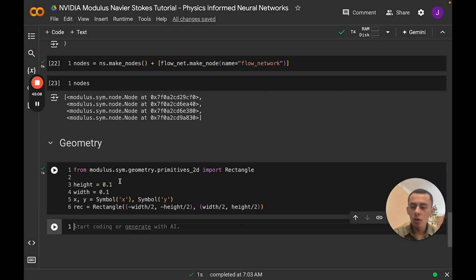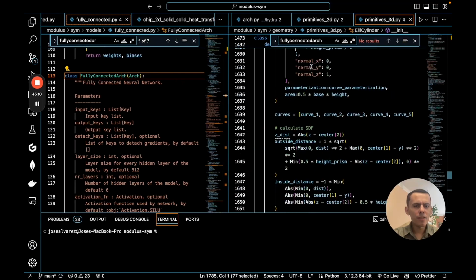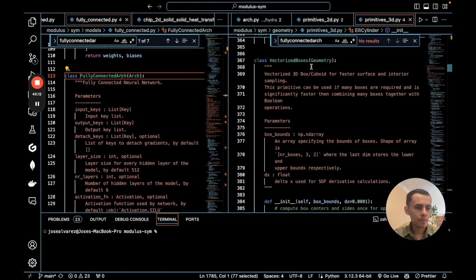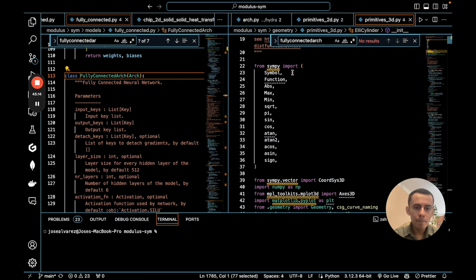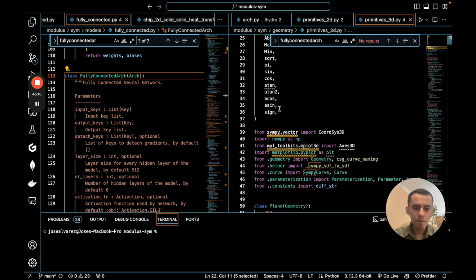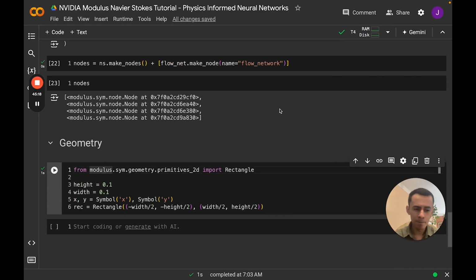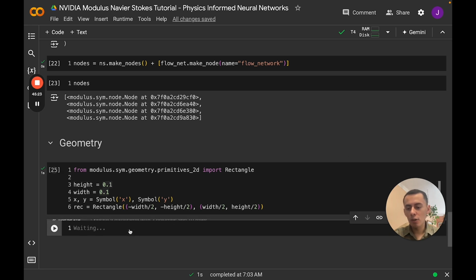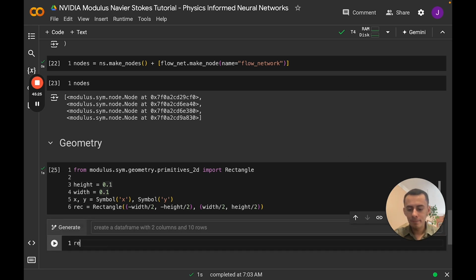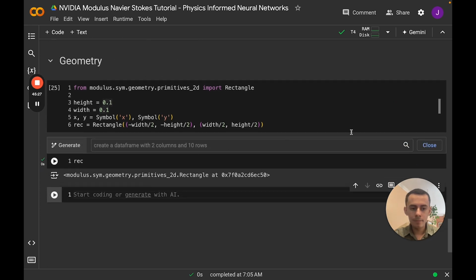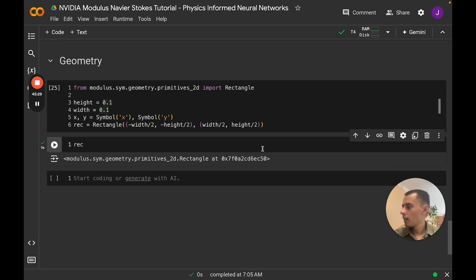Anyway, it all comes from SymPy, I think. Yeah, it comes from SymPy. Interesting. Look at that. Very powerful libraries. So we get the geometry here. Okay, that's just an object. That's funny.